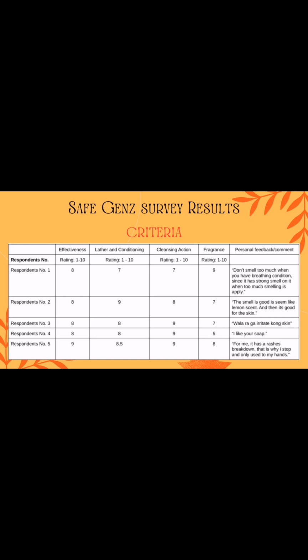We go through respondent number 3, which rates our soap 8 in effectiveness, 8 in lather conditioning, 9 in cleansing action, and fragrance is 7. And the personal feedback or comment is wala raga irritate akong skin. So, in respondent number 4, effectiveness is 8, lather conditioning is 8, cleansing action is 9, and fragrance is 5. And the personal feedback is I like your soap.